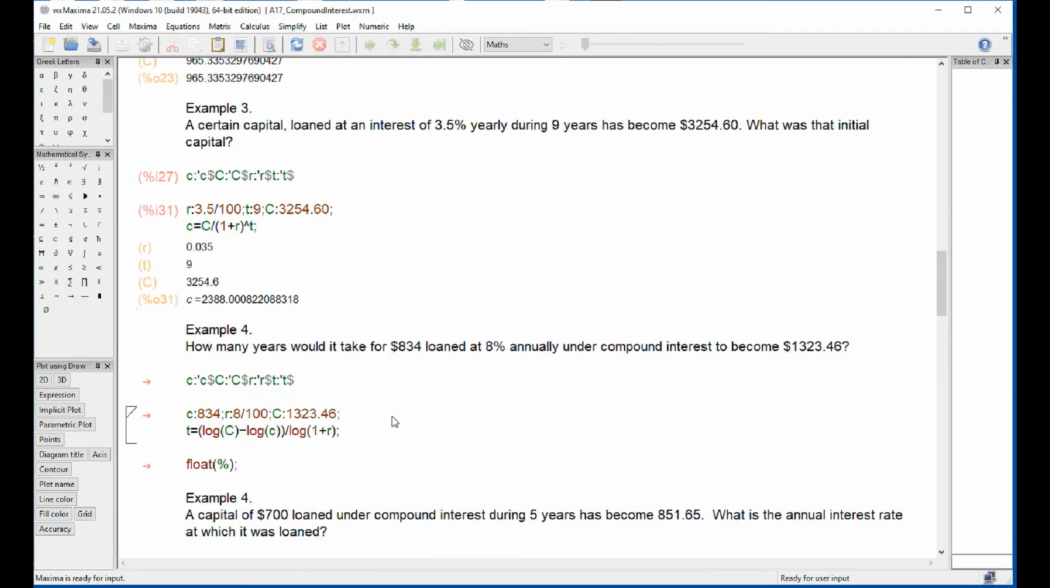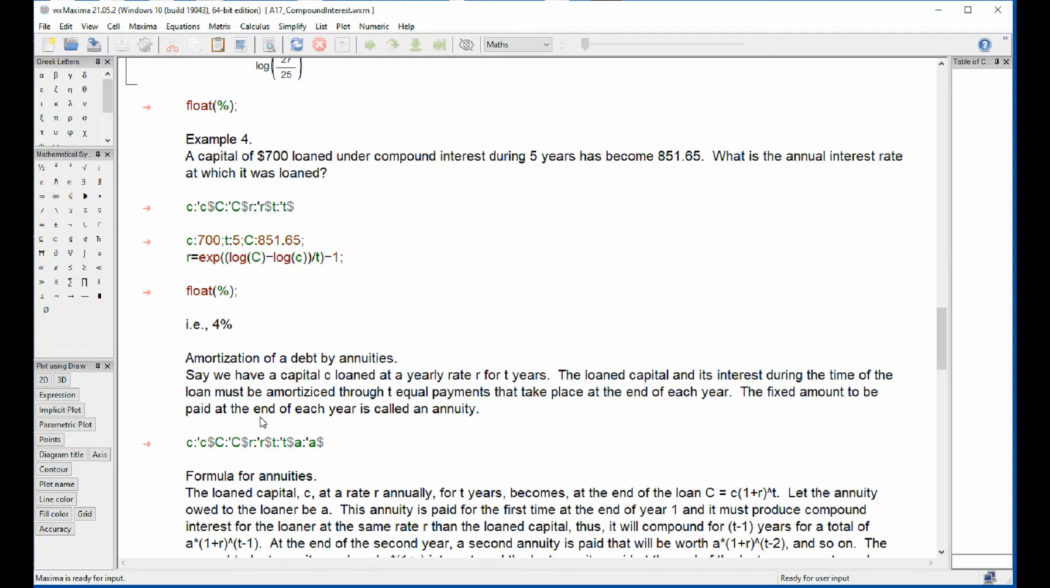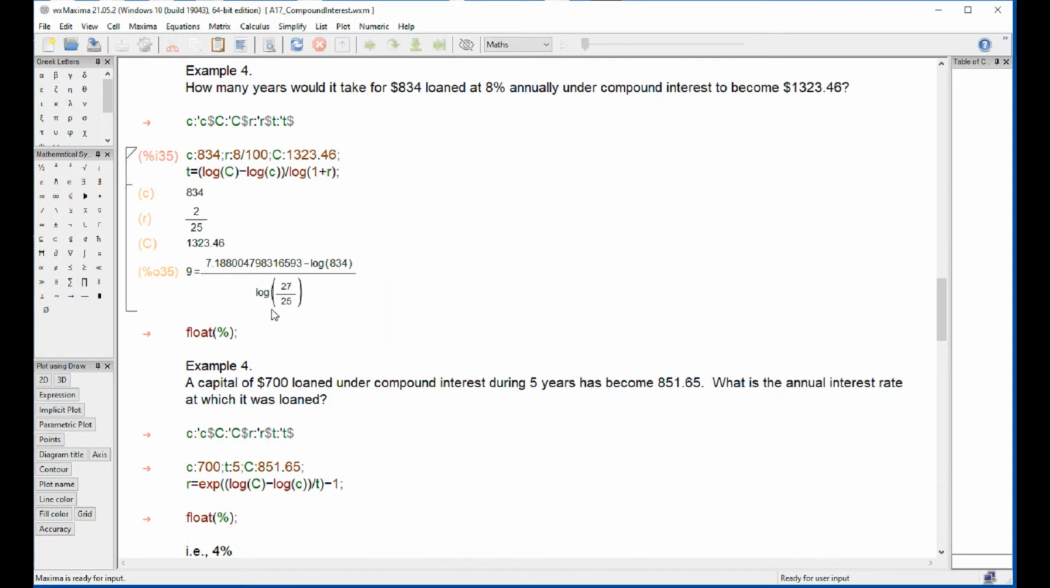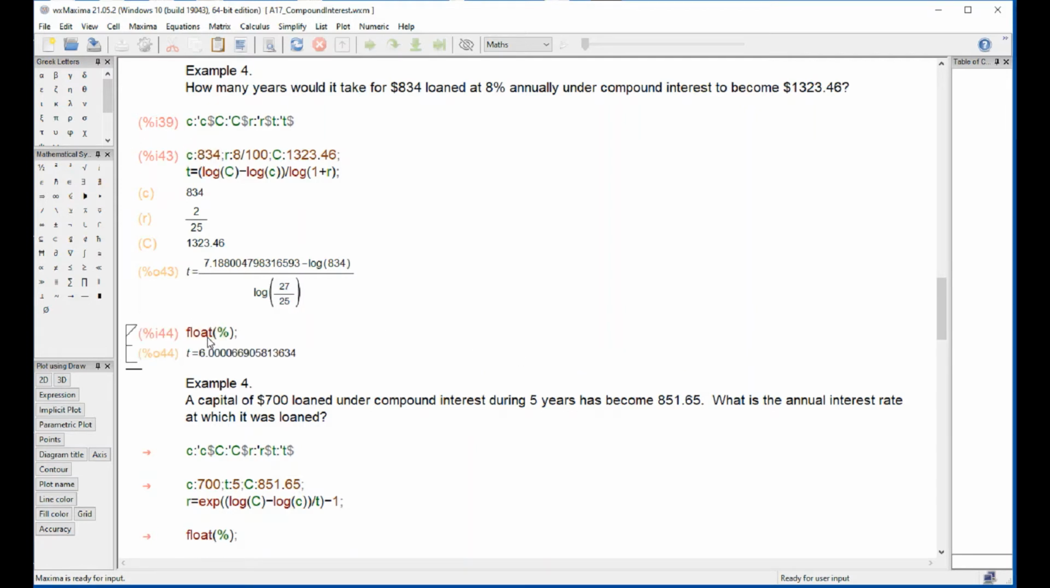Example 4. How many years will it take for a capital of 184 to grow to 1,323 with an 8% interest rate? So we use that. Oh, I should have gone through this one first. Sorry. That is T is equal to 6 years.